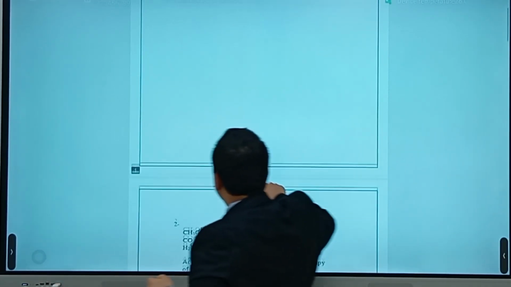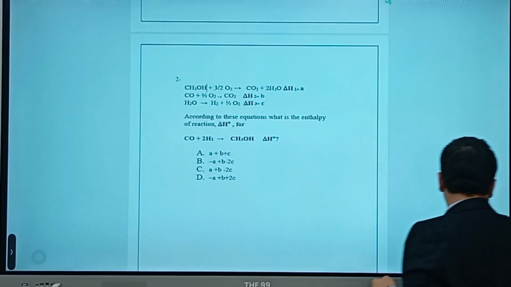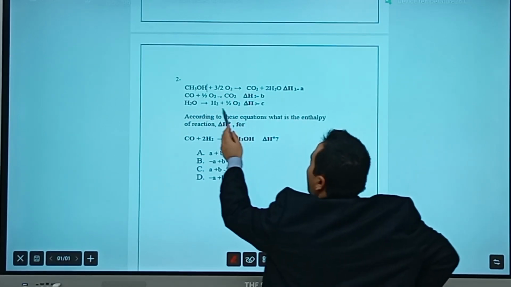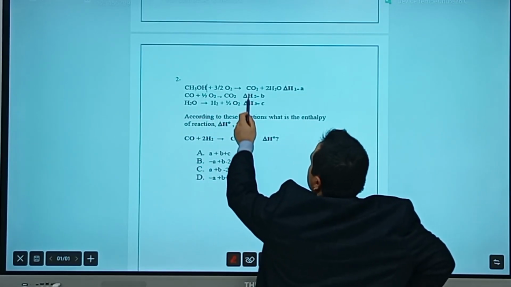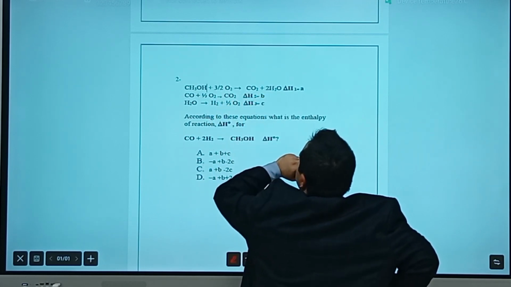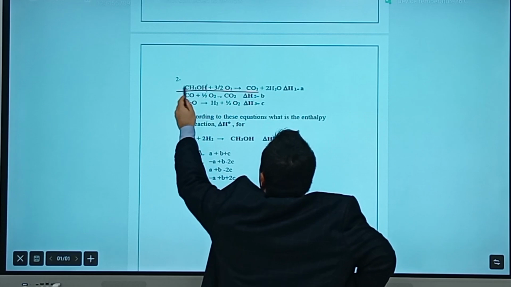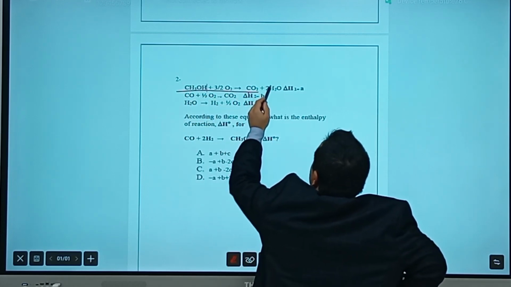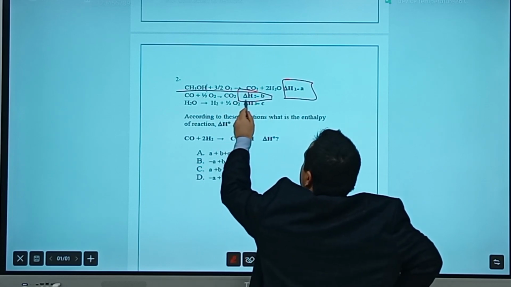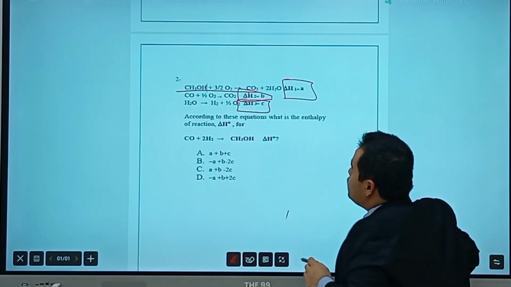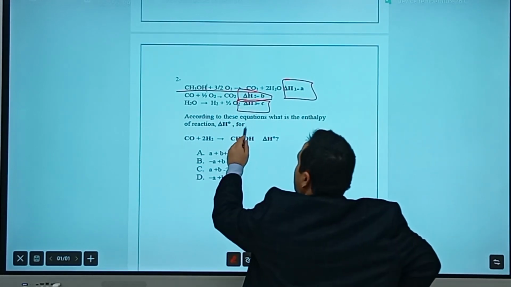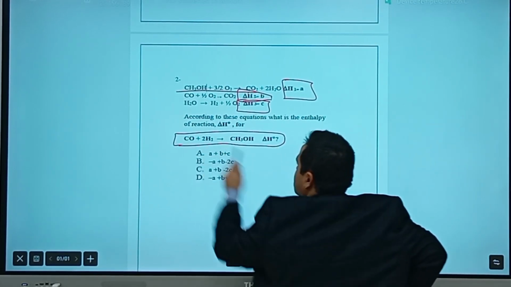Let us solve more questions, guys. More questions. Here the reaction is given. The enthalpy of formation, the steps, the overall reaction is given. The enthalpy 1 is equal to A, enthalpy 2 is equal to B, enthalpy 3 is equal to C. According to this equation, what's the enthalpy of reaction for this reaction?